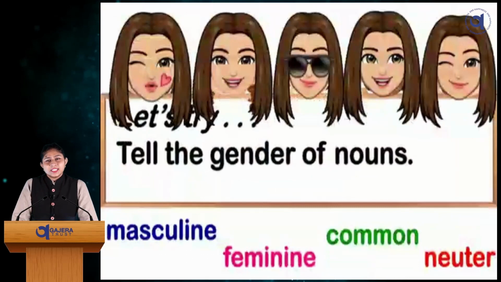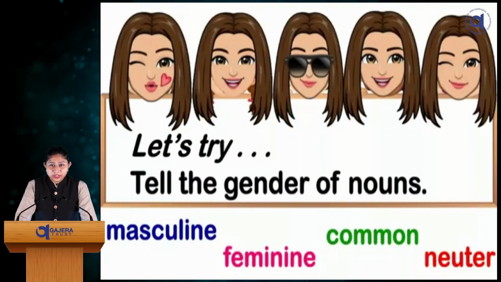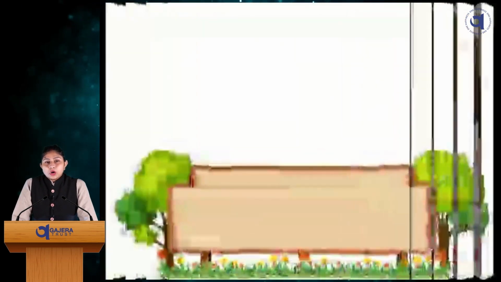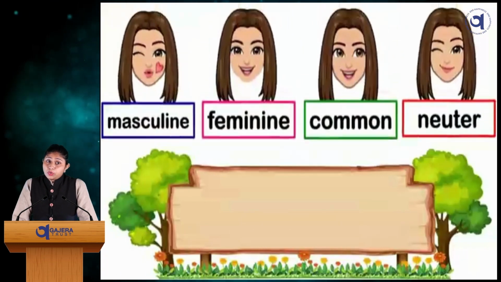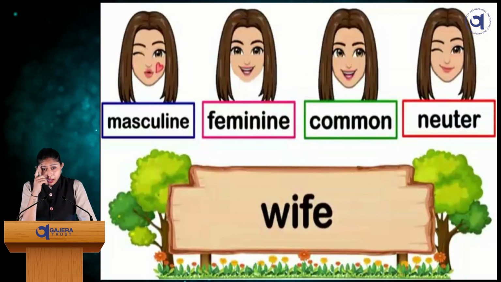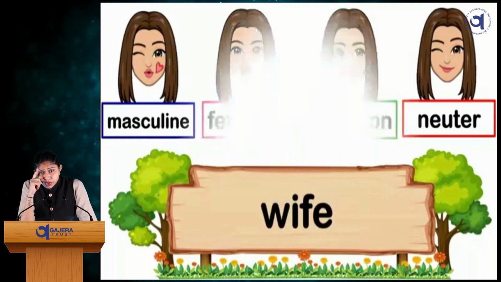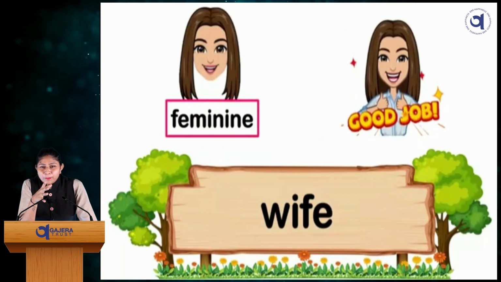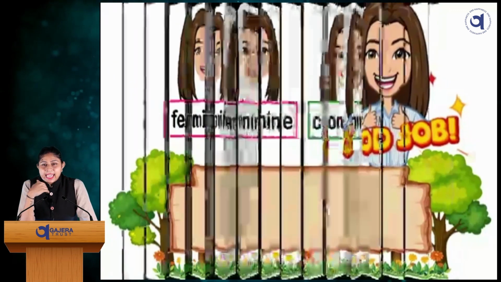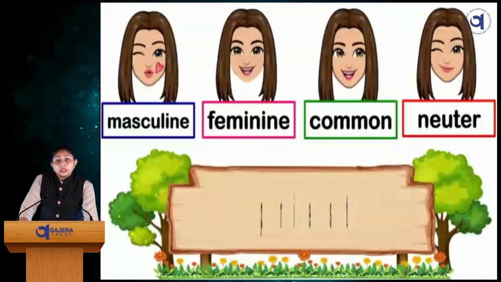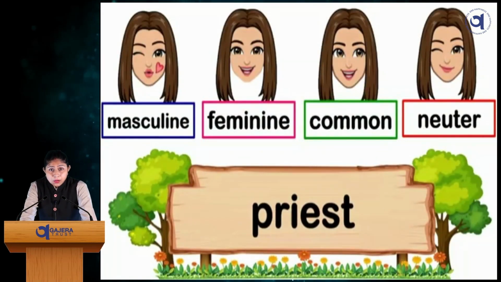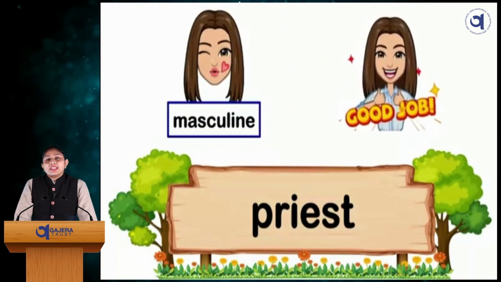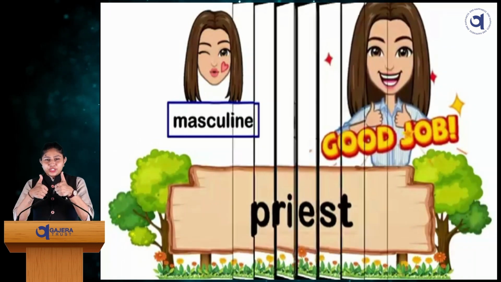Now, let's take one exercise. Let's try the gender of noun: masculine, feminine, common and neuter. The first question for you is wife. Think about it. The wife comes in which gender? Yes, that's feminine. Good job. Well done. Tap your shoulders. Now, priest. Priest comes in which gender? Yes, masculine. Very intelligent and good job.